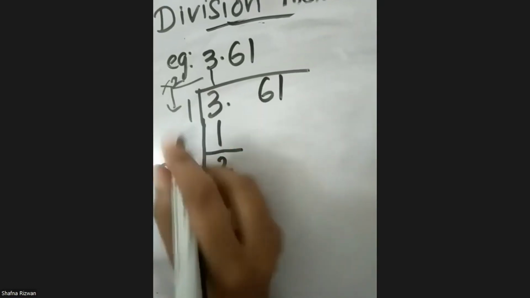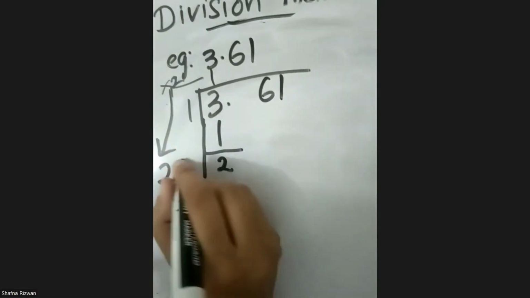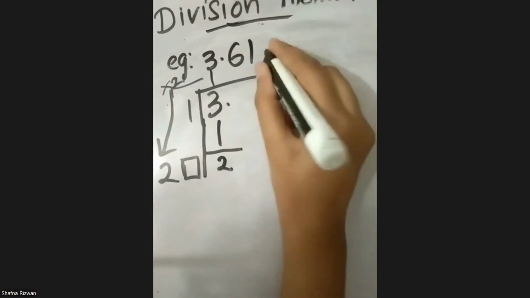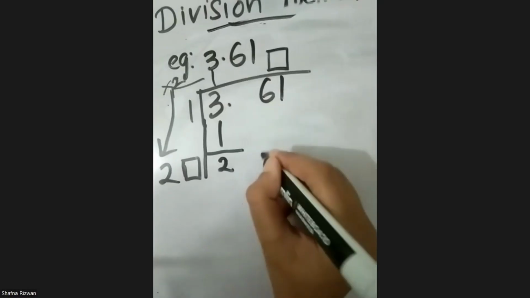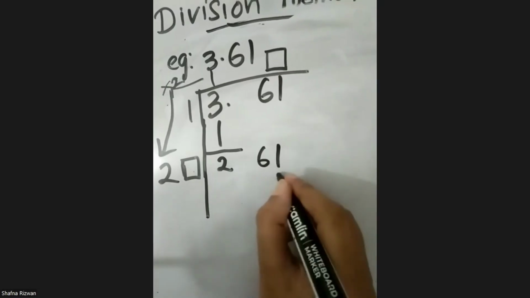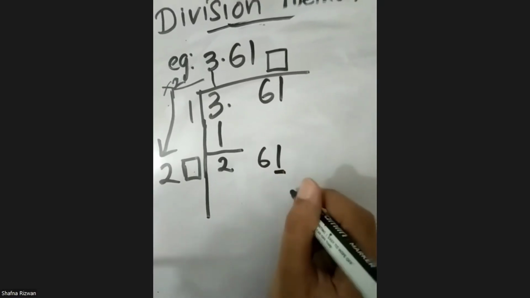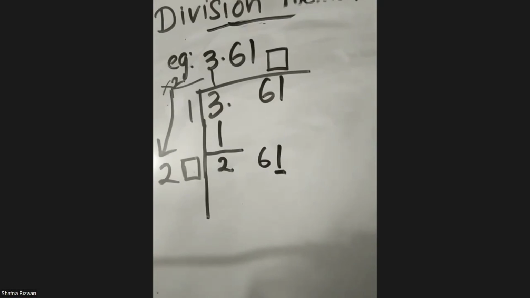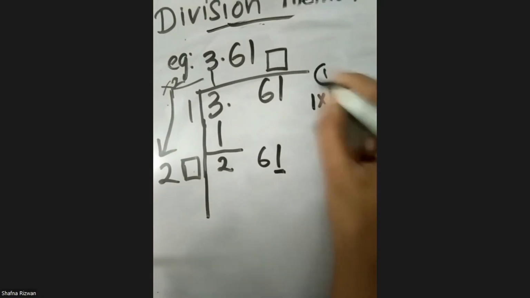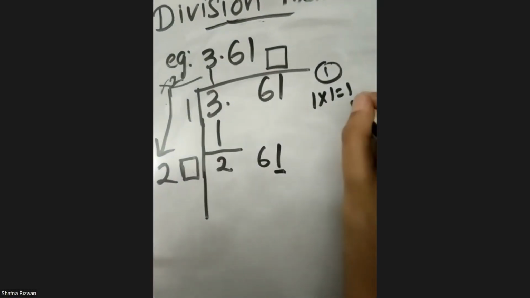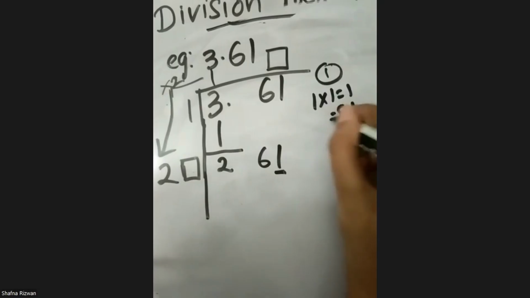You will write it here and keep a space for another number. And here also you have to keep a space. After that, bring this 61 down, and tell me what are the digits that you can multiply so that at the end you will get 1 here. What are the two digits that you can use? 1 multiplied by 1 will give you 1. And what are the other two digits that you can multiply so that you will get 1 in the end? That is 81. What are the two numbers you have to multiply?